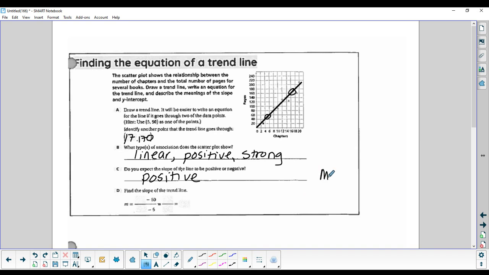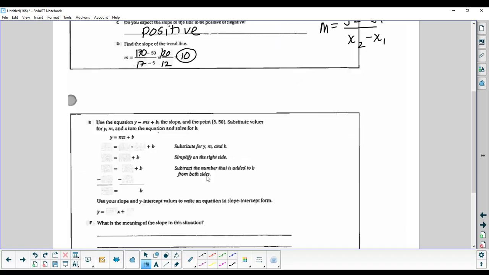So remember, to calculate the slope of a trend line, we do y2 minus y1. So let's write the formula: y2 minus y1 over x2 minus x1. So in this problem, y2 is 170, y1 is 50, and x2 is 17, x1 is 5. So I get 120 over 12, which tells me that the slope is 10.